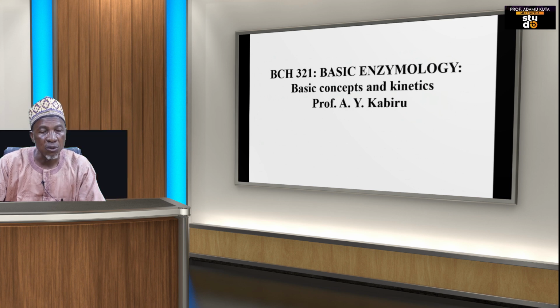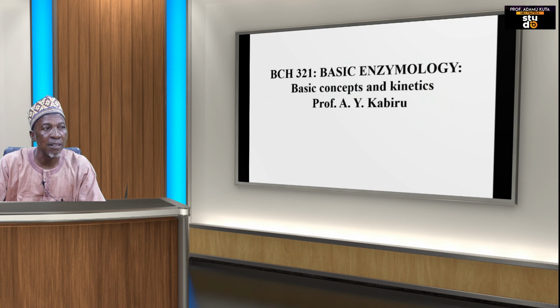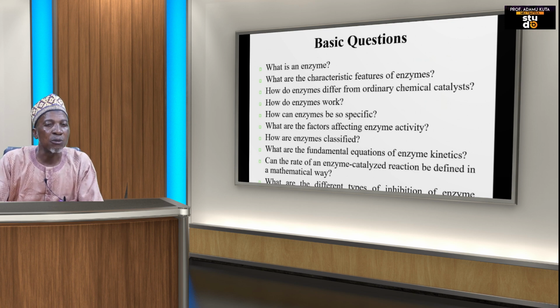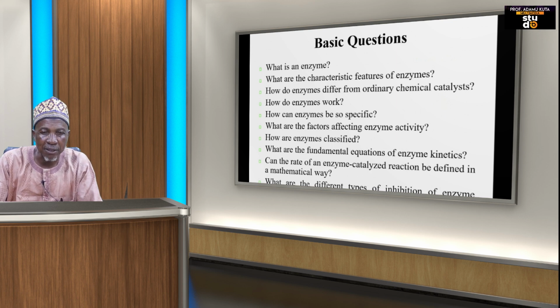At the end of the whole course, students should be able to give answers to these questions. And we go like this. The first question is, what is an enzyme? You must have heard of the name enzyme in your basic biology at secondary school level. Then we want to know what are the characteristic features of enzymes. And thirdly, how do enzymes differ from ordinary chemical catalysts? Because we have organic and inorganic catalysts. How do they differ? And how do enzymes work?